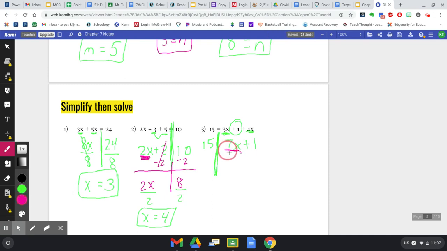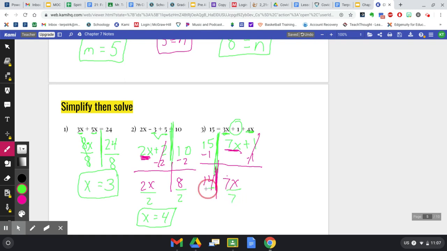So variable term, think for a minute, what should we do with this positive 1? Subtract it. 15 minus 1 is 14. Over here I keep that division going, so we have 7x, 1 and negative 1 is 0. So 7 times what is 14?